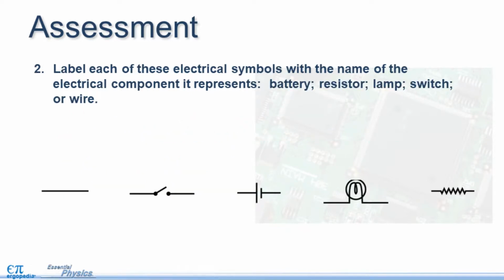Pre-assessment question number 2. Label each of these electrical symbols with the name of the electrical component it represents. Here are the words that you need to use: battery, resistor, lamp, switch, or wire. Go ahead and draw these symbols in your notebook and label them. Pause the video if you need more time.